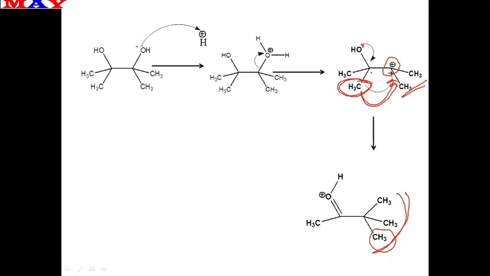Oxygen has given the lone pair of electrons, so oxygen gets positive charge and a double bond is there because of electron donation. Later on, H plus ion is lost with the help of bisulfate ion and we get the final product as ketone.